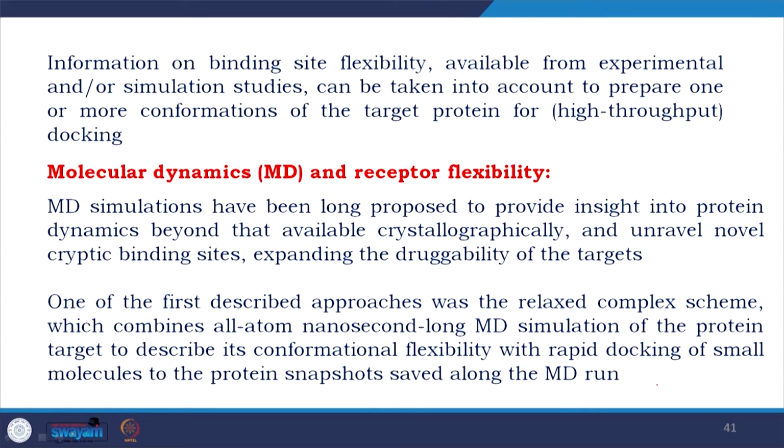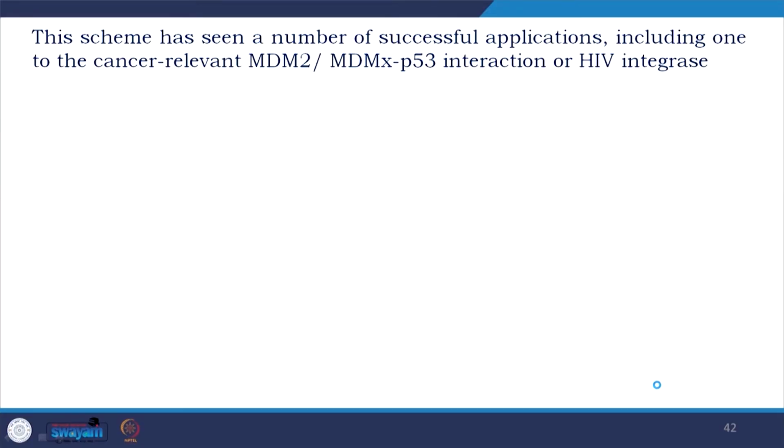One of the first described approaches was the relaxed complex scheme, which combines all atom nanosecond long MD simulation of the protein target to describe its conformational flexibility with rapid docking of small molecules to the protein snapshots saved along the MD run. So, you do a classic MD run, you get the ensemble, you look at the conformational flexibility, and then you take different conformers and do docking.